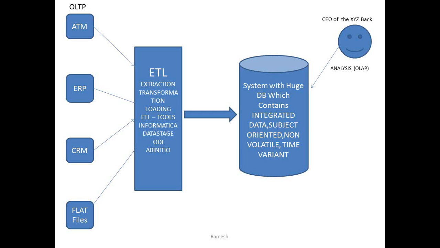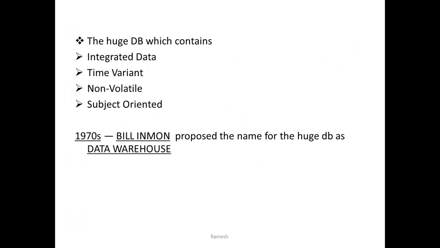Now, if you see the definition, or why the database is converted into a data warehouse, I have told you any database having some specific features, these features, we can call that database a data warehouse. A system with a huge database which contains integrated, subject-oriented, non-volatile, and time-variant data is called a data warehouse, guys. This definition and these properties were designed by Bill Inmon, a scientist, in the 1970s.